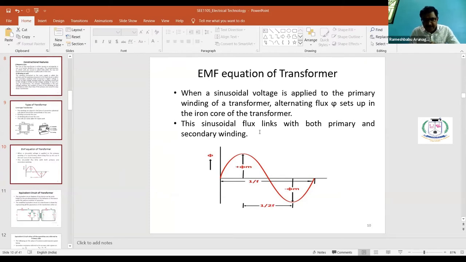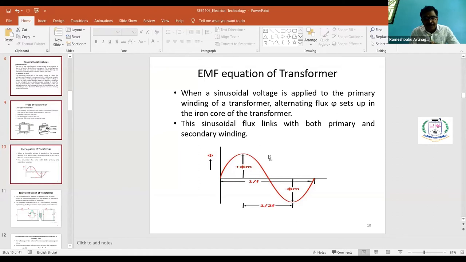Okay, so how much EMF is induced, that I am going to derive now. That is called the EMF equation of the transformer. You can see this is the flux which is produced in the core. A varying current is given to the primary winding of the transformer. It is a sinusoidal signal, so it varies: at the instant zero the magnitude is zero, at 90 degrees you get the maximum positive value, then at 180 degrees zero magnitude, then at 270 degrees a negative maximum value, and at 360 degrees again zero. It is continuous, a varying quantity, and flux is produced in the core.